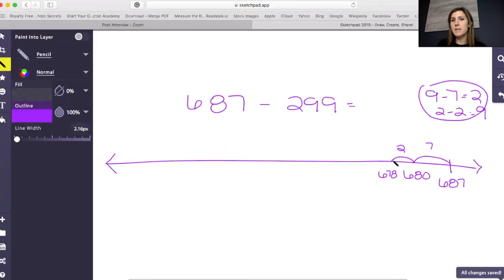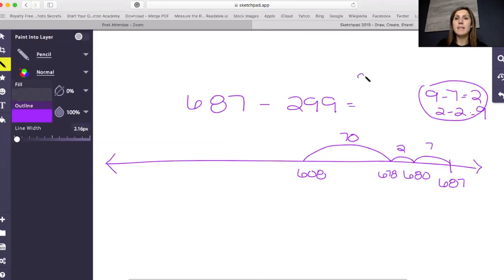Now I can subtract my tens. I have 9 tens I need to take away, but here I have a 7 in the tens place. Same problem I had with the ones place. So I'm going to take away 7 tens at first. I'm going to do that just in one big jump of 70. So I'm going to take away 70. That leaves me with 608.